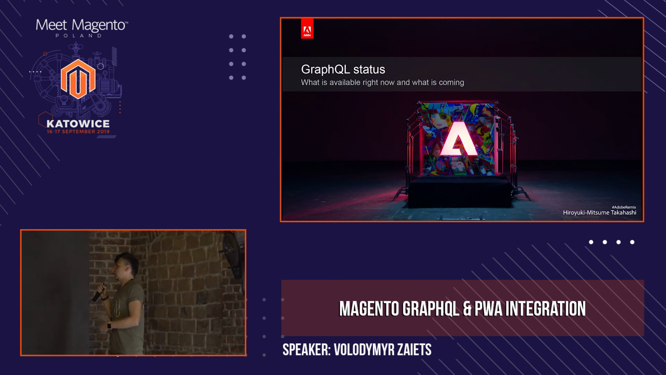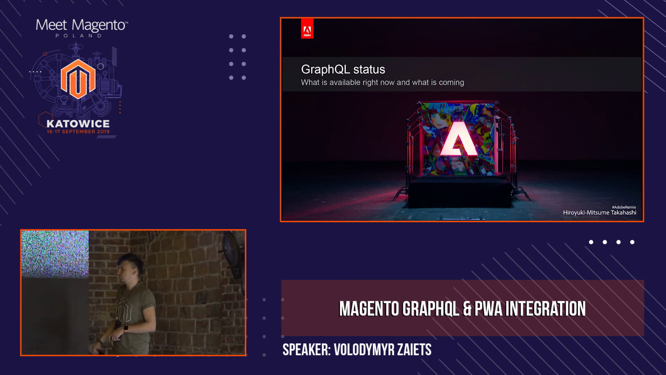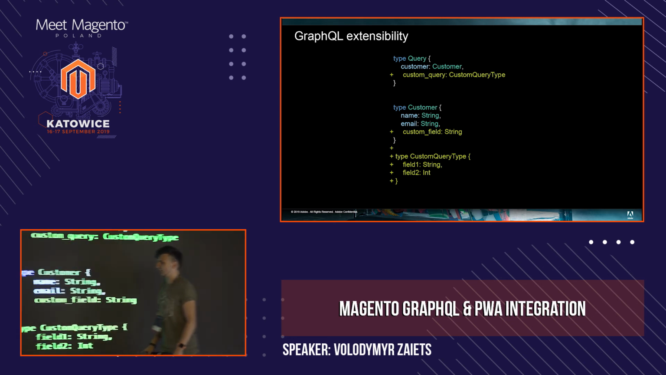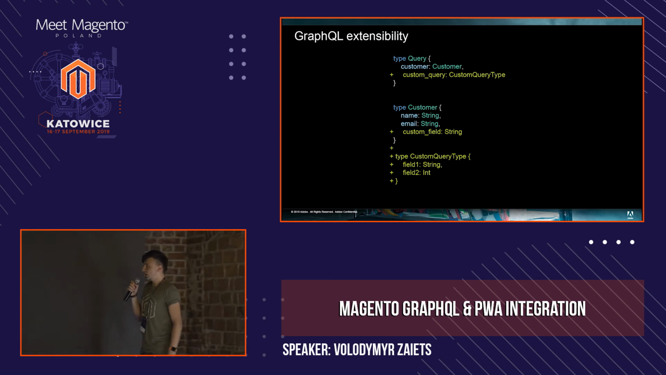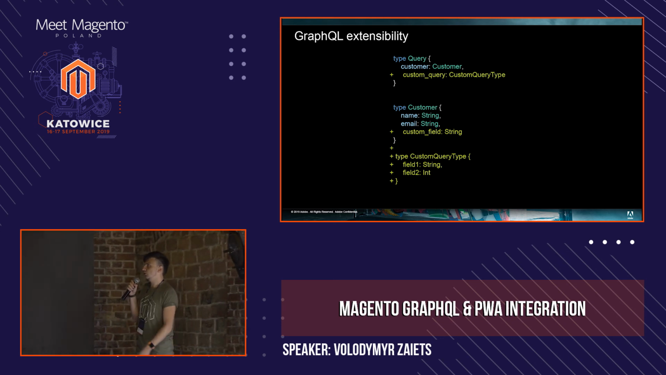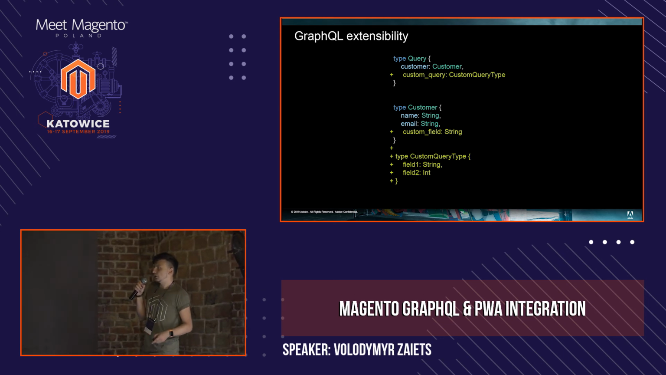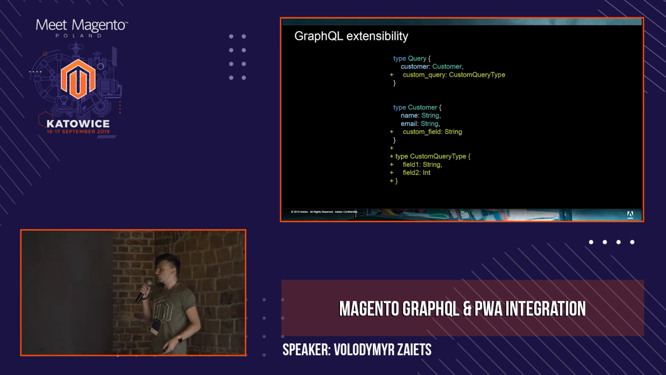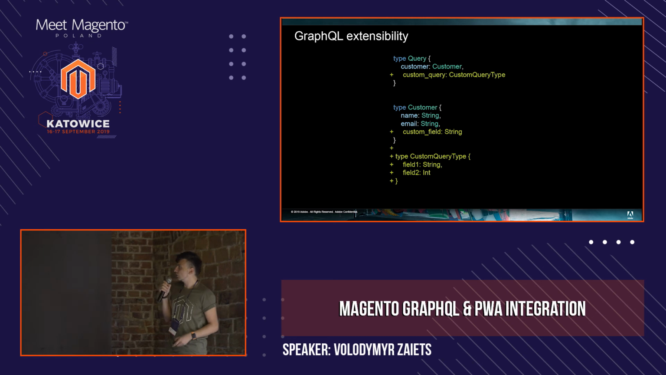And finally, this is how it looks in real code. We should add new custom fields to our top-level query, or to any of the existing types, in our case the customer type, and also provide the type that will represent the field. It's pretty simple.